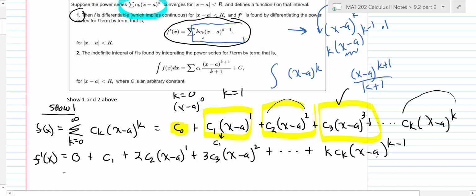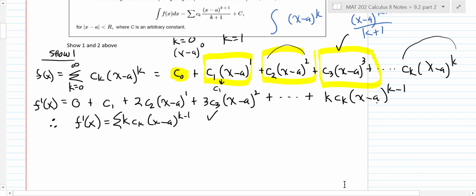So what you end up getting, therefore, is a new series for the derivative. If you have a function that's represented by a power series, you can get a series when you differentiate it. And that new series is going to be the series of k c sub k, x minus a to the k minus 1. We're doing that term by term. Does that make sense? Okay, I'll do a couple of specific examples on this in just a minute to get you comfortable with this.